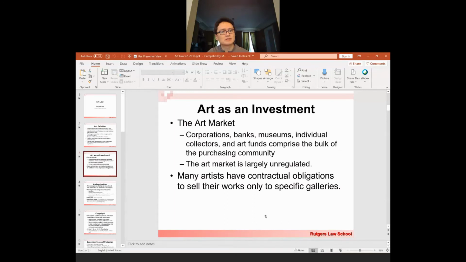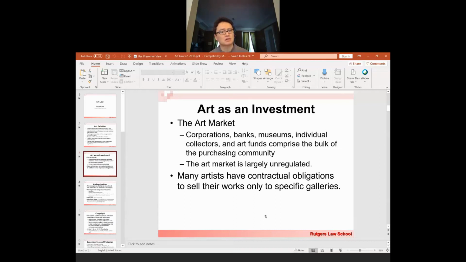Next, you can see art as an investment in the art market. Corporations, banks, museums, individual collectors, and art firms comprise the bulk of the purchasing community. So corporations invest money to buy artworks, and the museums too. So there are many different types of consumers out there, and also patrons to buy artworks. They believe art is a kind of investment tool to hedge against inflation.